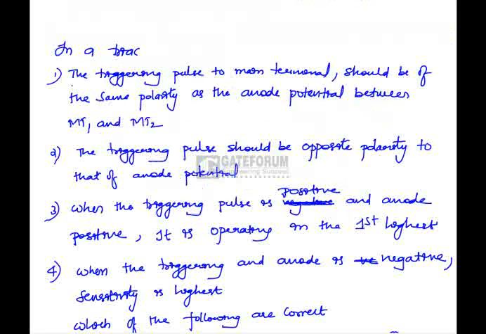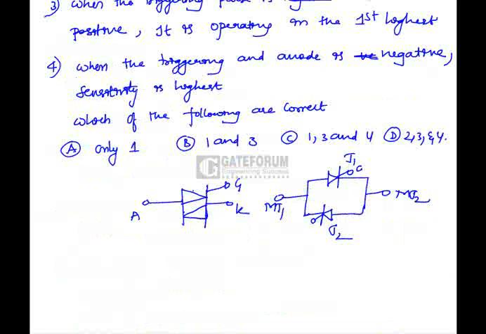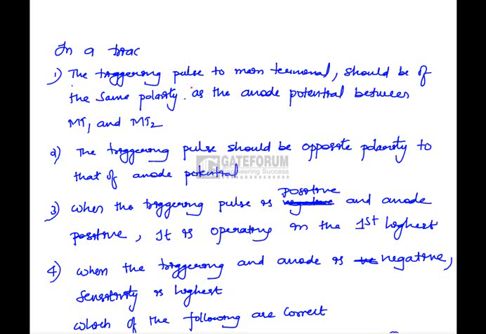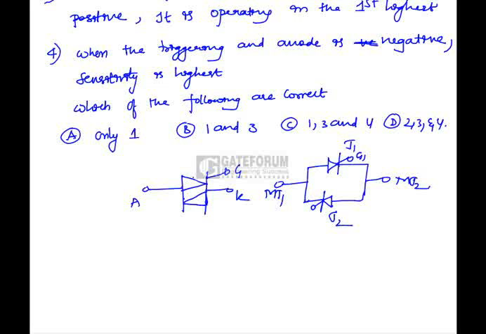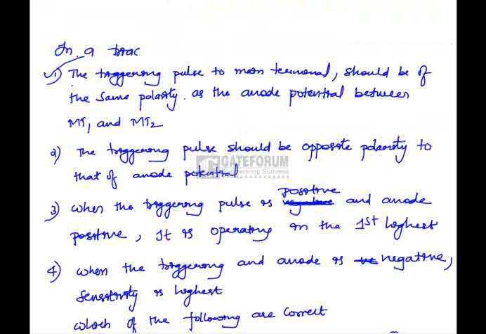Now see the first option here: the triggering pulse to the main terminal, that is this gate 1, should be of the same polarity as the anode potential between MT1 and MT2. What is the anode potential here? This is anode 1 and this is cathode 1. Similarly, this is anode 2 and here we have cathode 2. So the first option is absolutely right.